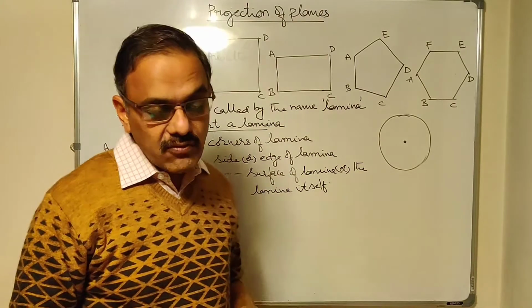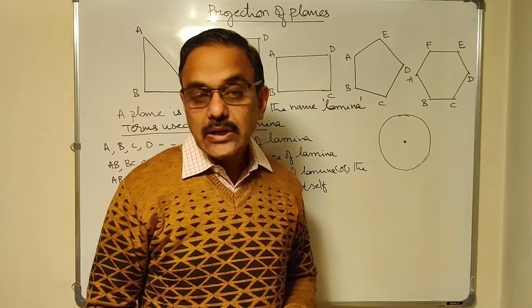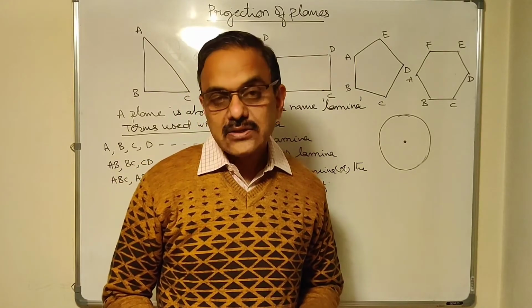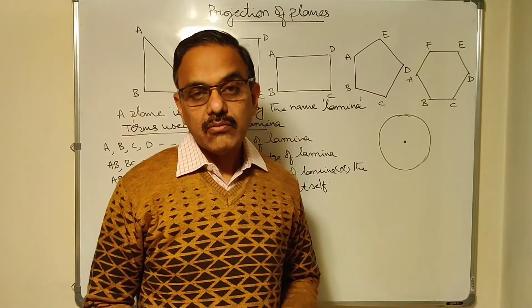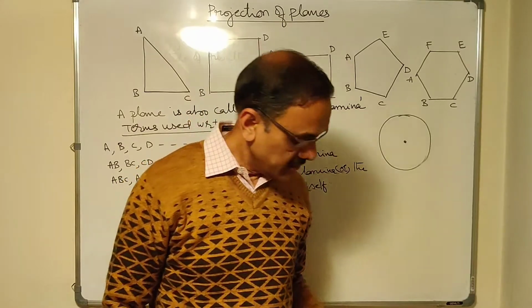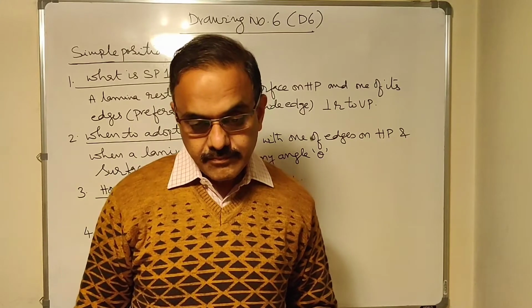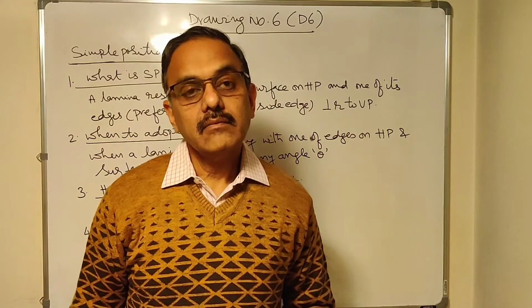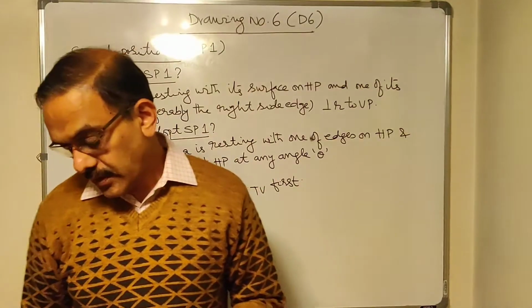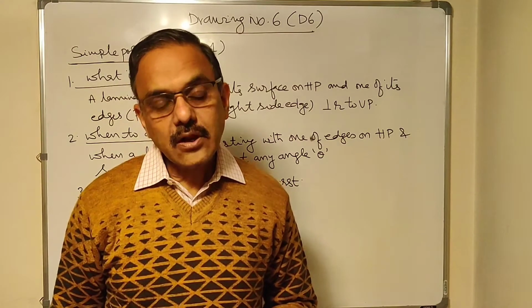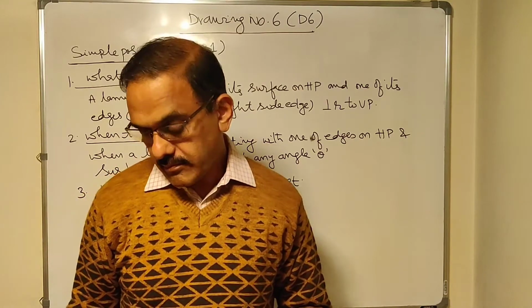After discussing what is simple position 1, then we will move on to drawing number 6 and solve the 3 problems included in that. That's what I am going to include in this video. So let us move to simple position 1 now. Let me explain what it is. Okay, let's move to drawing number 6 now. This drawing is based on simple position 1. There are 3 problems under this drawing. All the 3 problems are under simple position 1.